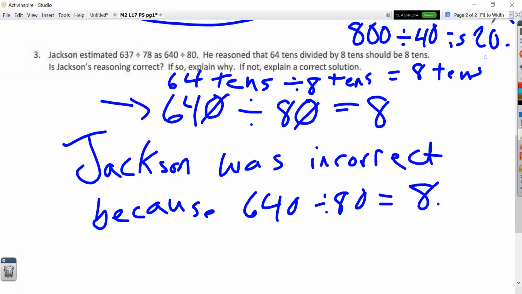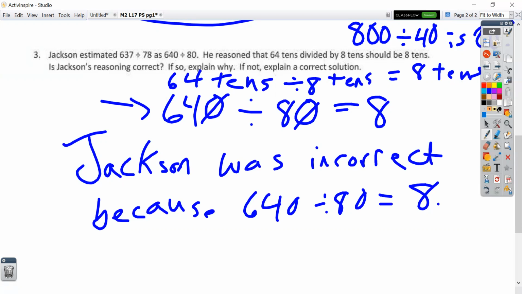Great job. All right, now you're moving on to the exit ticket. Good luck. It is just like the front page, so there are no word problems on it. Remember to estimate the divisor first. Look for the multiple that can be easy to work with for your dividend and go from there. All right, let me know if you have any questions.